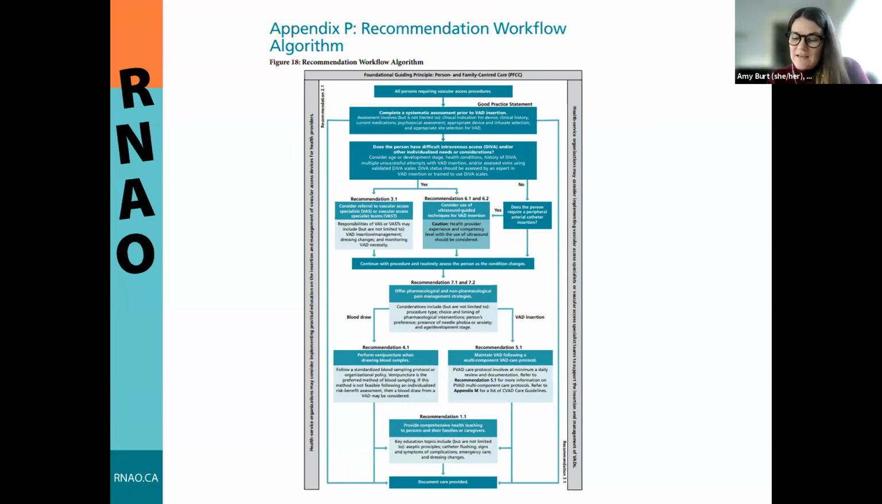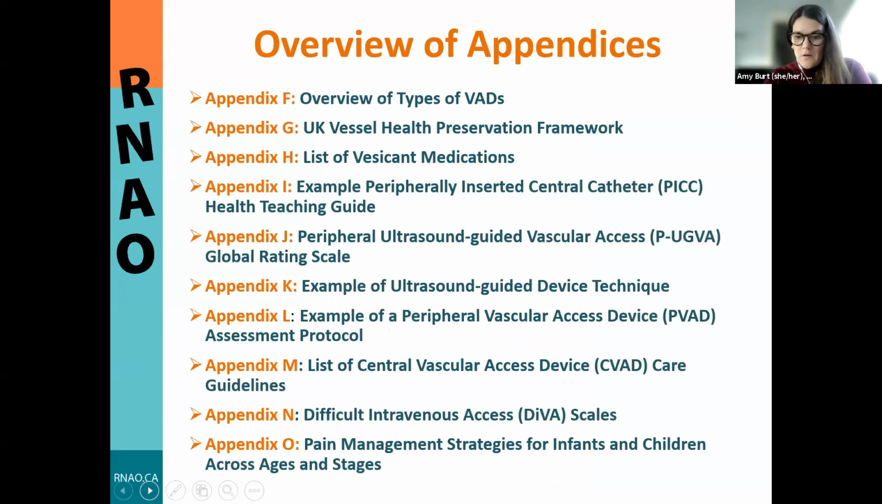One additional appendix that we wanted to point out to all of you is Appendix P, which provides a recommendation workflow algorithm. You can find it on page 153. This workflow is for nurses and other health providers to follow so they can see the relationship between recommendations to one another. And here is an overview of all the appendices. We definitely recommend that you have a look through them as well, along with the recommendation areas, as there's lots of useful information hiding in the appendices.